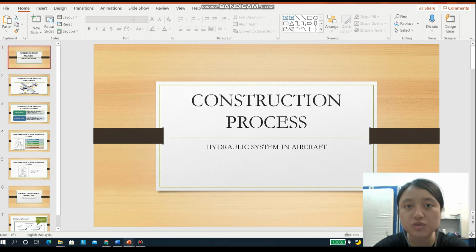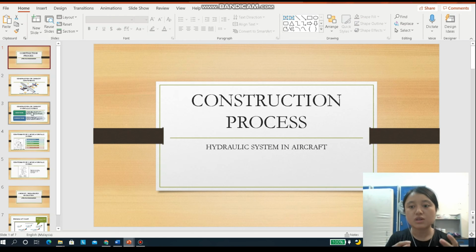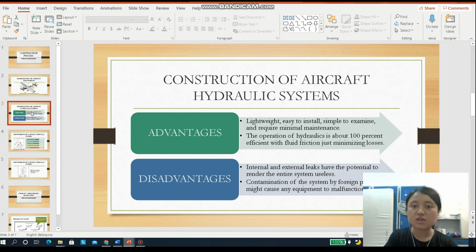Instead of electronic and fuel system, why are we using hydraulic system? It's because hydraulic system can produce lesser frictional force, which causes lesser heat energy produced in the engine. So the whole engine for the aircraft can have a longer lifespan. Other than that, electronic system and fuel system is heavier than hydraulic system.